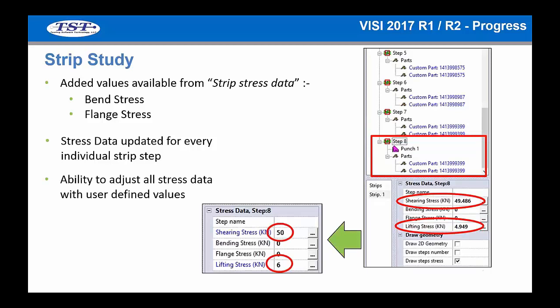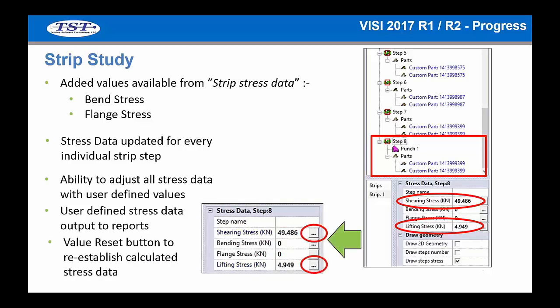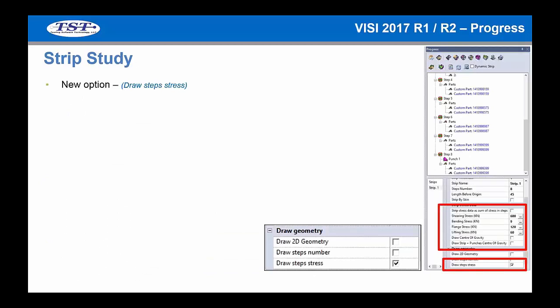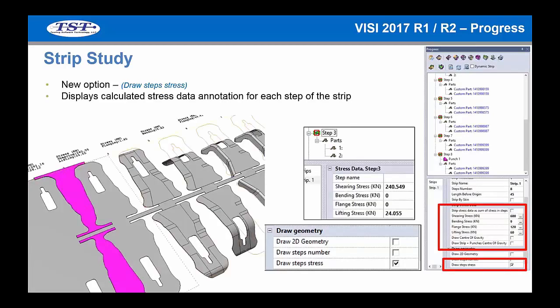So ability to adjust all stress data with user-defined values. Also, user-defined stress data can be output to the reports. Value reset button to re-establish the calculated stress data is available. So new option here is going to be draw step stress. It's going to display the calculated stress data annotation for each strip or step of the strip. It's going to make the data visible in the graphic area for printing and graphical outputs.